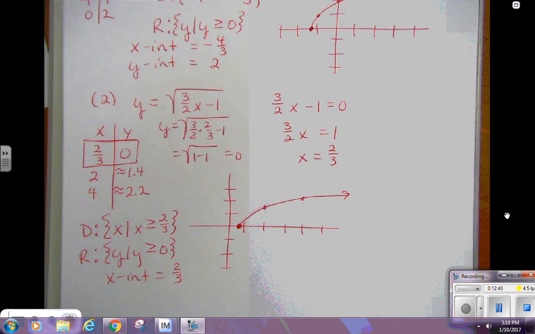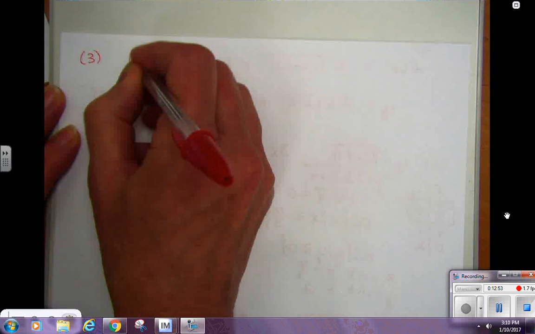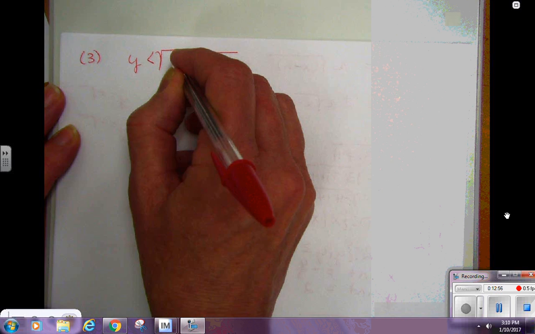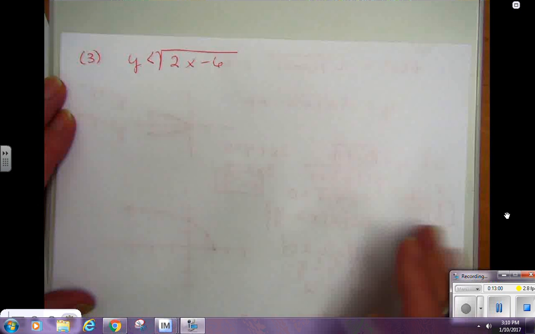Okay, so let's move on to the inequalities. Let's look at number 3. The only difference between the inequalities and the two problems that we've already done is that we're going to shade for one thing, and the line is either going to be dotted or solid. So everything else is the same.